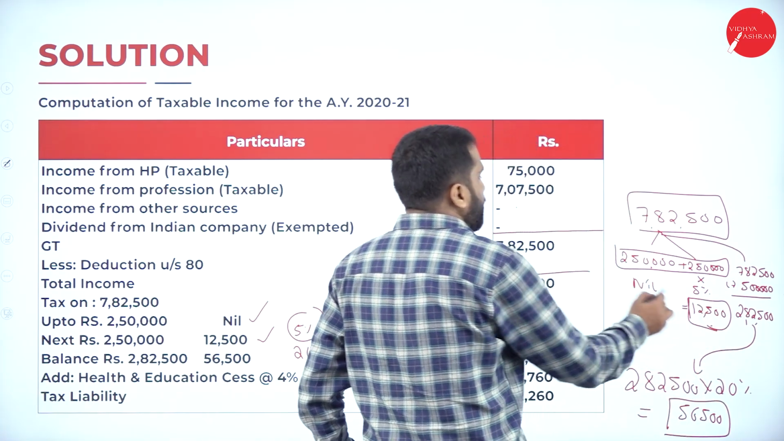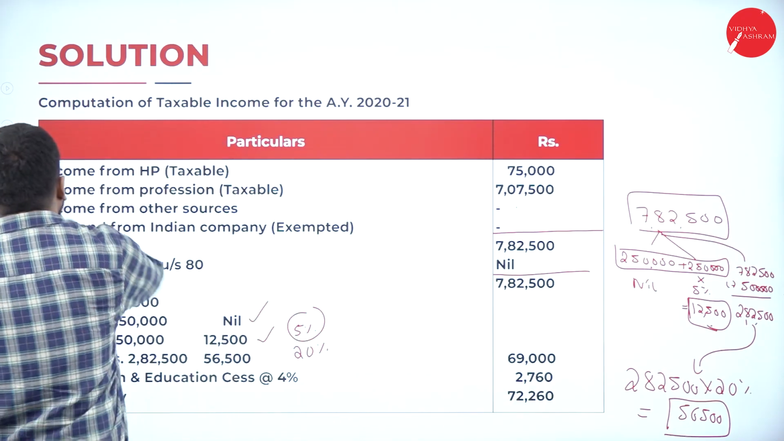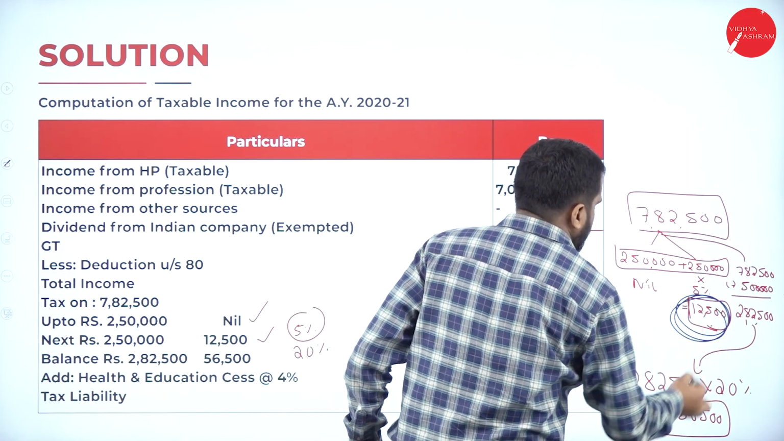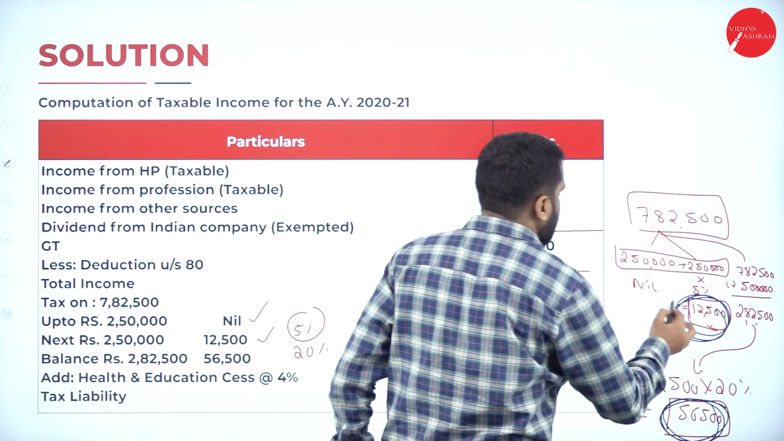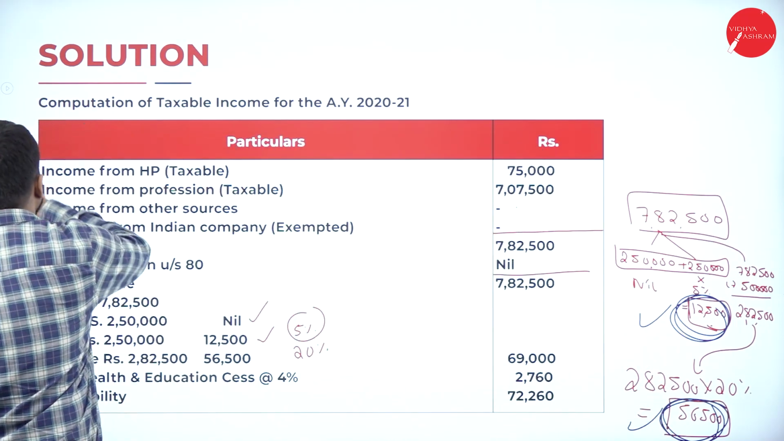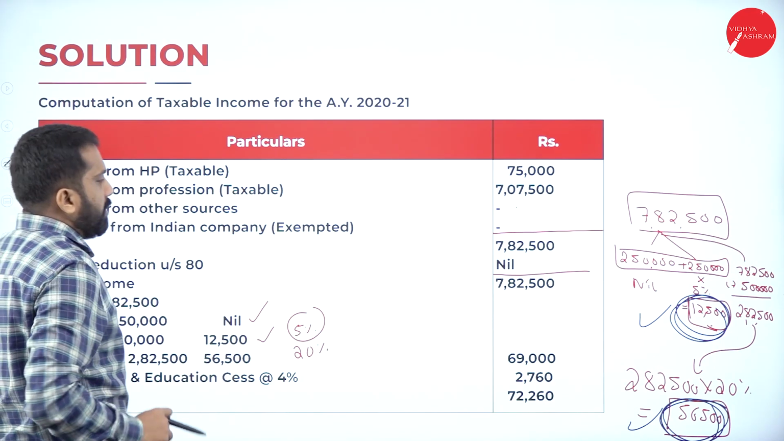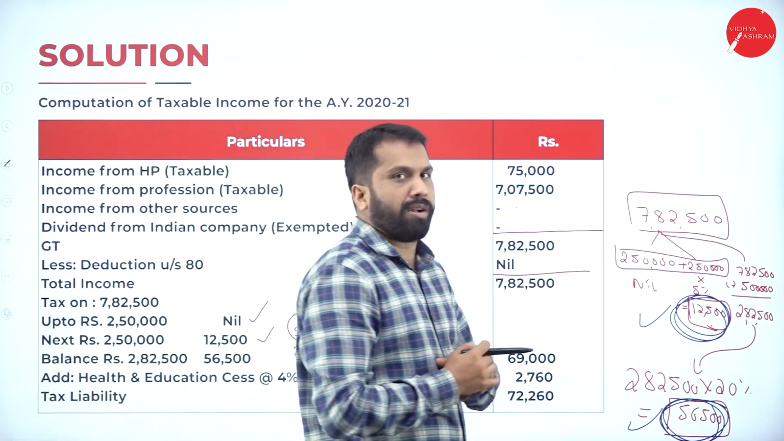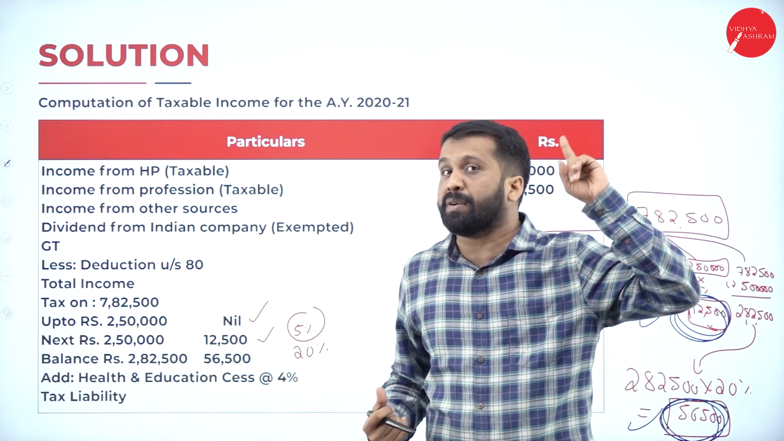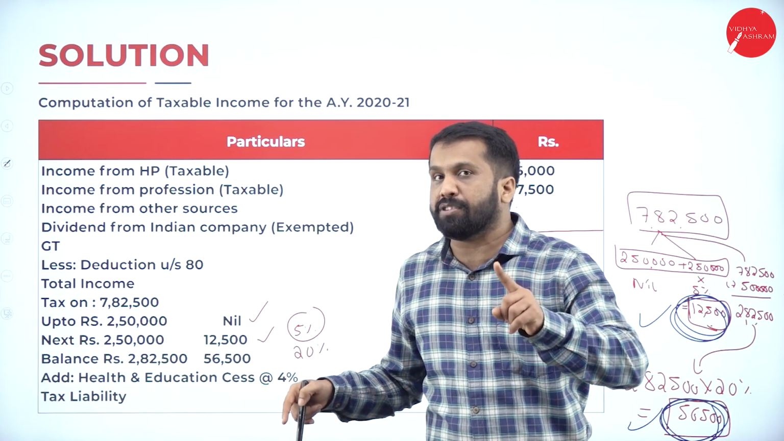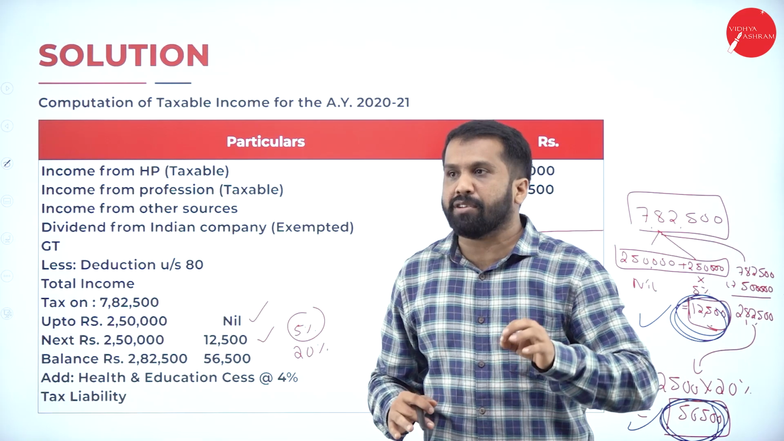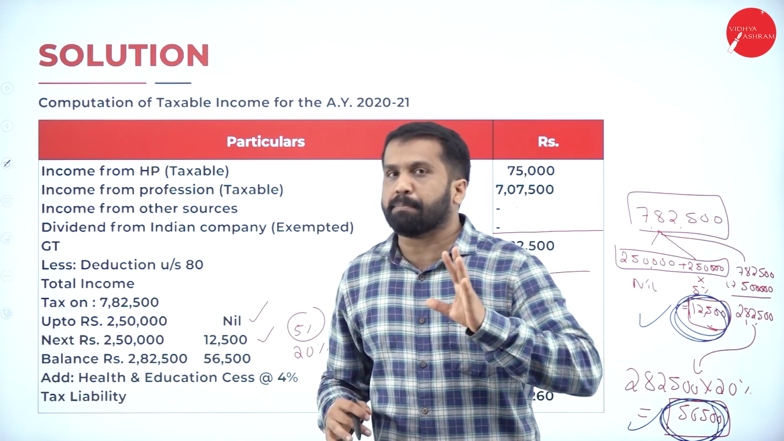So 12,500 and 56,500. I'll show you this. 12,500, 56,500. This one and this one. So we calculated your tax. You understood how to calculate tax. In the previous problem, we did not do that. Why? Because that is a company. This one we are doing for an individual. For a company, flat 30%. For an individual, there is no flat rate. You are supposed to calculate separately.